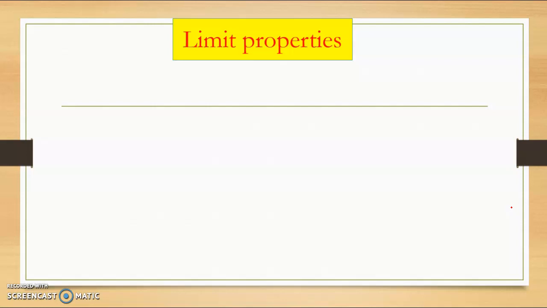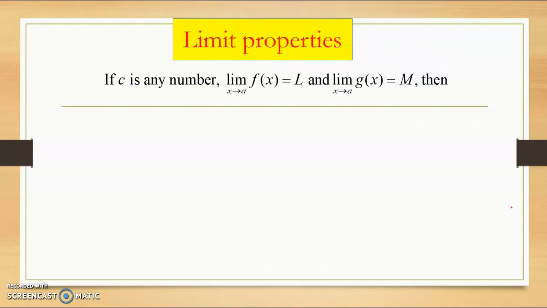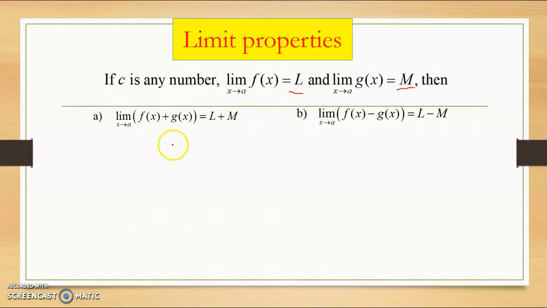Next, I'm going to list all the limit properties one by one. The first one: if c is a constant, and the limit of f of x as x goes to a is equal to L, and the limit of g of x as x goes to a is equal to m, we can say what happens with addition and subtraction. The limit of f of x plus g of x as x goes to a, we can represent as L plus m. If it is minus, we can call it L minus m.